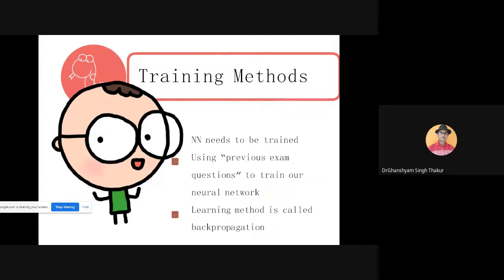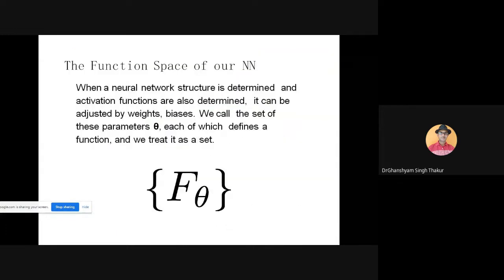So the training method. The neural network needs to be trained using previous exam questions. The training method is called backpropagation. So the function space for our neural network: when the neural structure is determined and the activation functions are also determined, it can be adjusted by the weights and biases. We call the set of these parameters theta, each of which defines a function, and we treat it as a set, that is f theta.